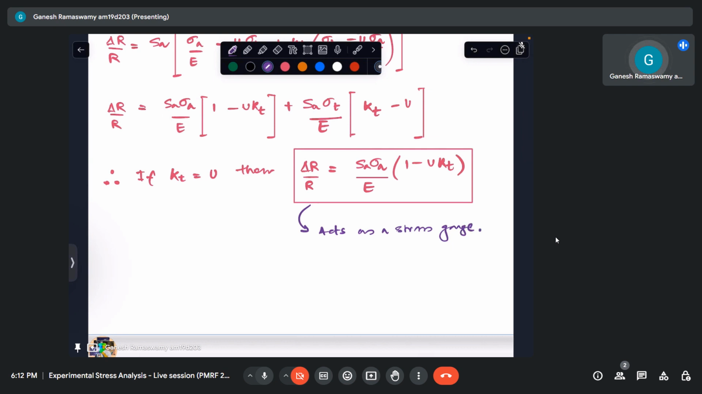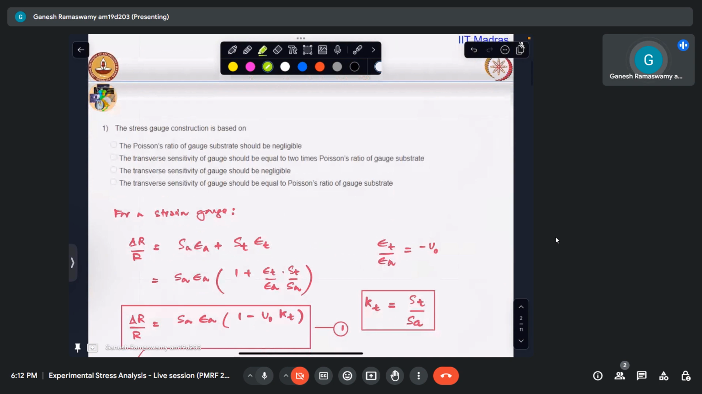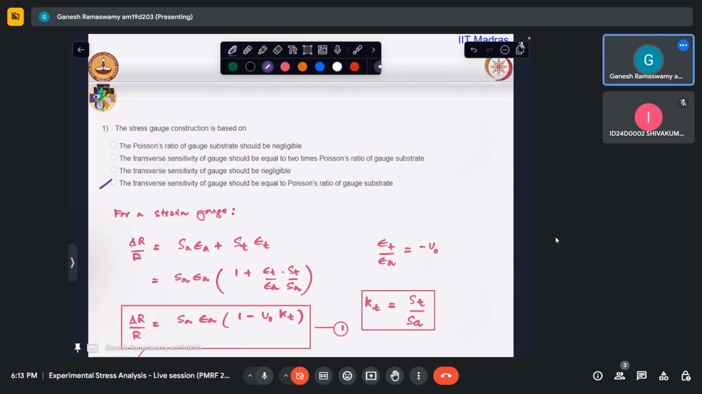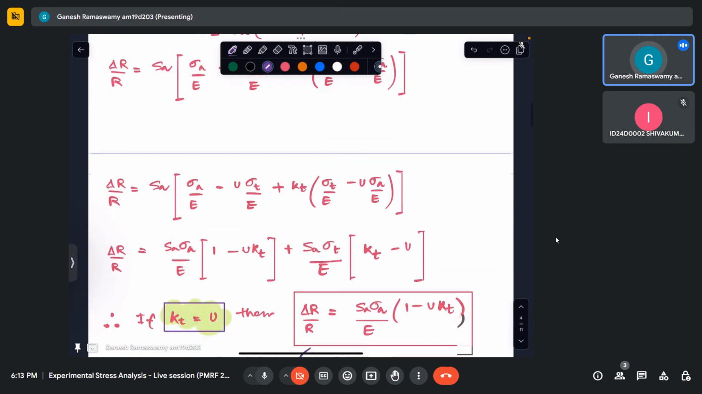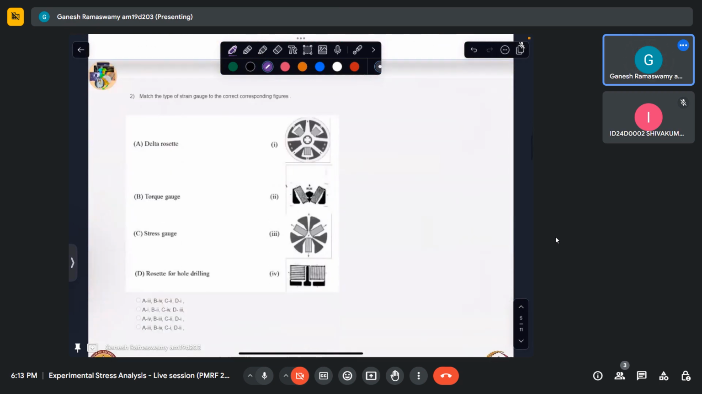And this is made possible when Kt is equal to mu. So therefore, in the question, the stress gauge construction is based on the transverse sensitivity of the gauge being equal to the Poisson's ratio of the gauge substrate. So when this happens, we can directly measure the stress instead. So let us take a look at this question.